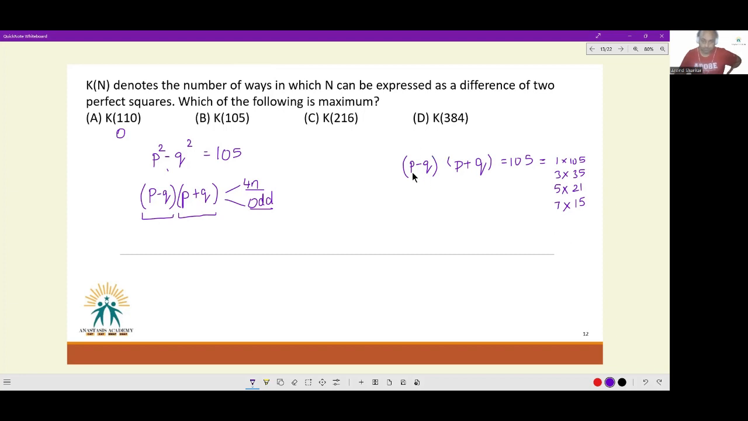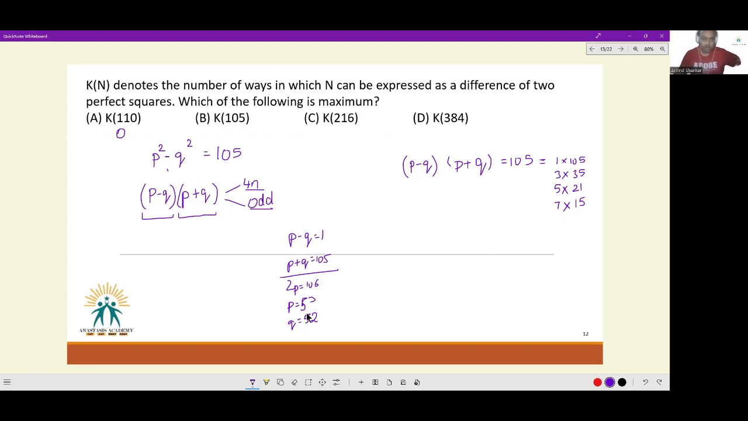Why we have done this is, p minus q and p plus q are factors of 105. P minus q is of course going to be lower than p plus q. So if I list out 105 as pairs of factors, can you see p minus q can take on a value of 1 and p plus q can take on a value of 105. Now 2p is equal to 106 or p is equal to 53 and q is equal to 52. So one acceptable pair of p and q we have identified.